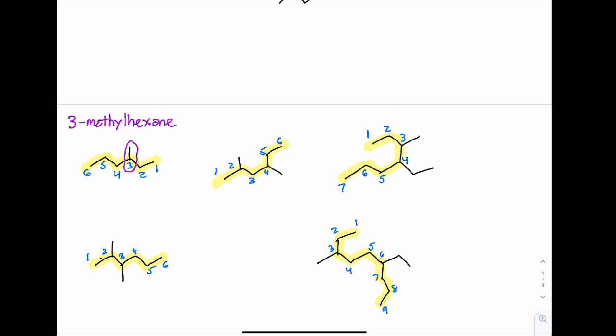Basically what it's telling me is that I have 6 carbons in a row. They all have single bonds between them, right? Ane is for alkanes. Hex means 6. So I have 6 carbons in a row, all with single bonds between them. And then on the 3rd carbon, I have a 1 carbon branch. So 3-methylhexane is the name of that.